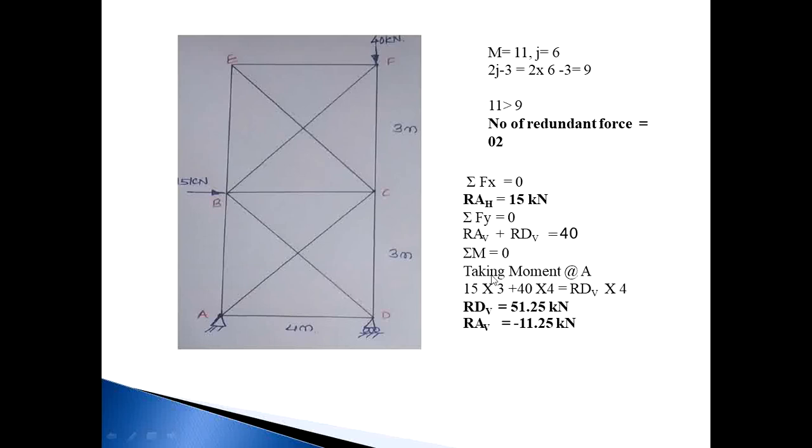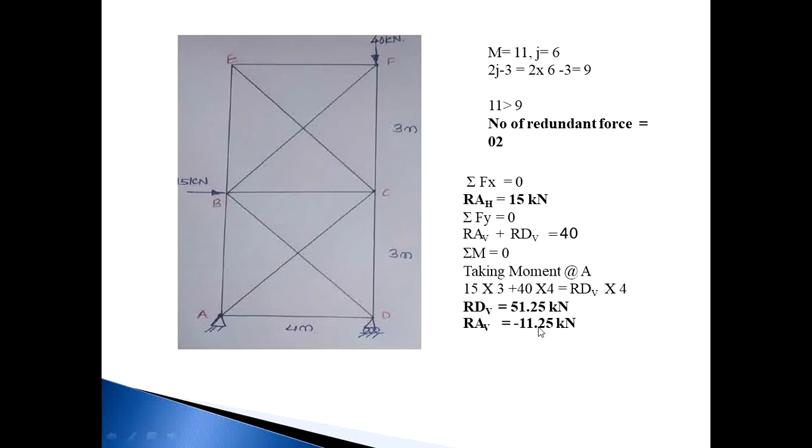Then summation M is equal to 0. Taking moment about A, the force 15 into perpendicular distance 3, that is 15 into 3, has a clockwise direction of movement. Then 40 into distance 4, the direction of movement for 40 with respect to A is clockwise. So 15 into 3 plus 40 into 4 goes on the left side. Then RDV into distance 4, the direction of movement is anti-clockwise, so it goes on the other side. So the RDV value will be 51.25 kN. Putting this RDV value in this equation, we get the RAV value equal to minus 11.25.